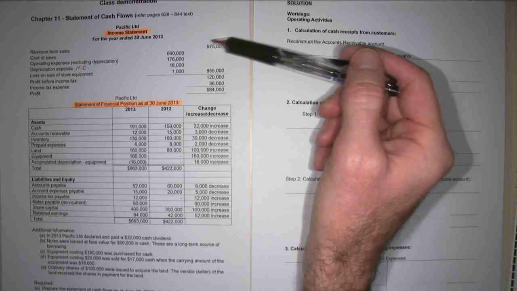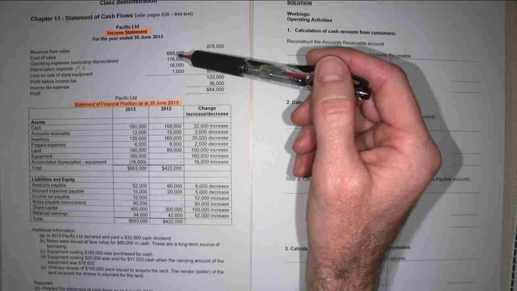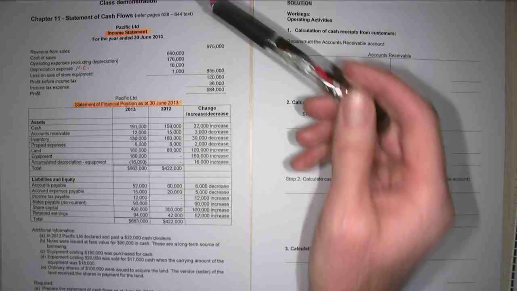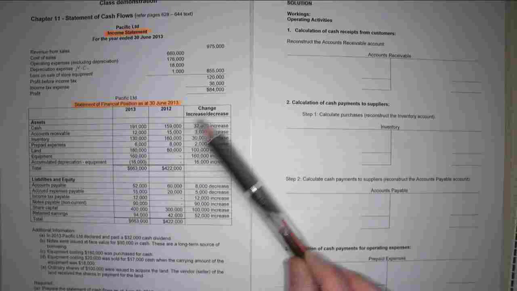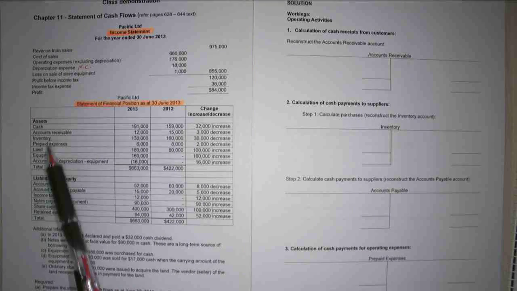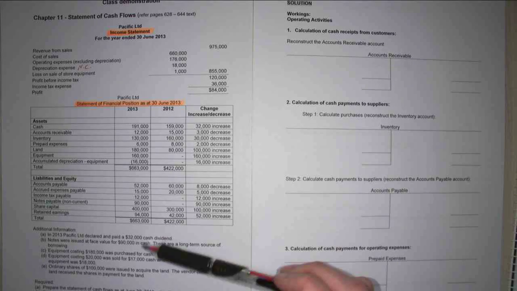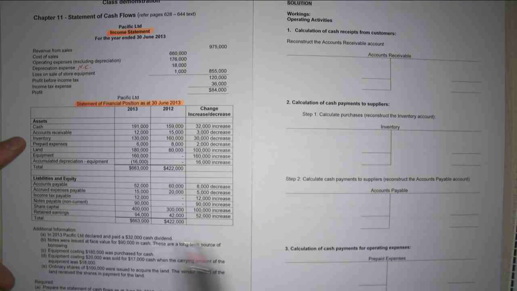So we know we've got some bits of information there. We've got sales revenue, which is not necessarily fully cash. There could be credit sales in there. My cost of sales doesn't mean that that's my payments. So what we're aiming to do is pull out of all these accounts the cash movements. I've got assets, liabilities, and equity, and I've got additional information down here. Now let's have a read of that additional information.